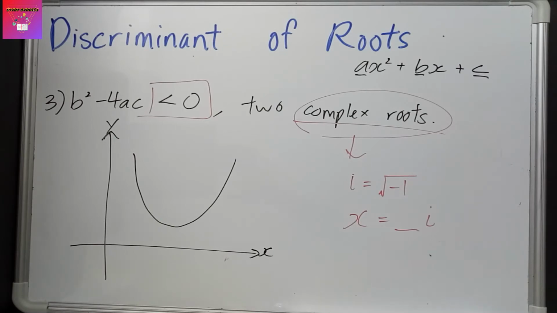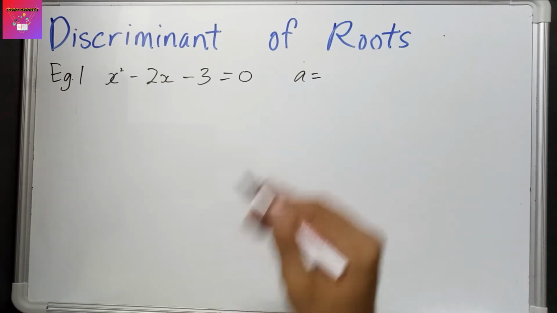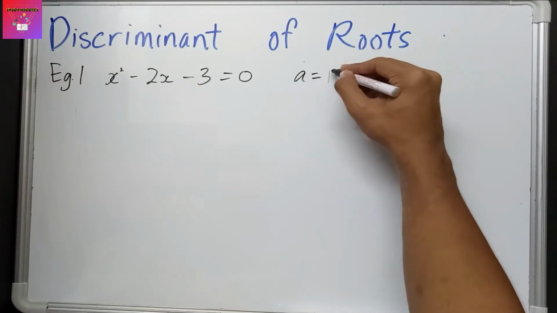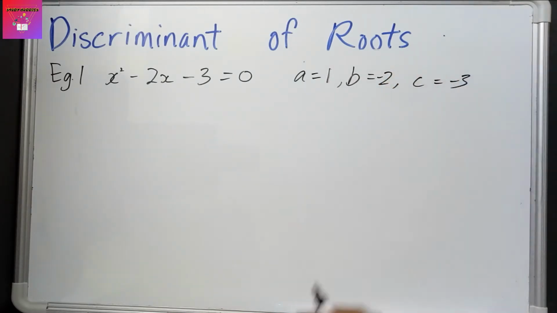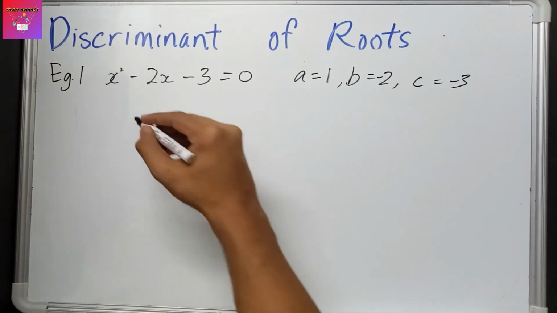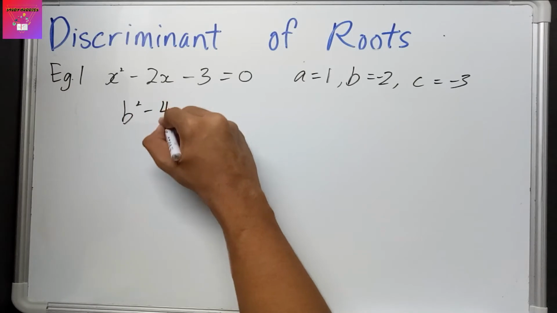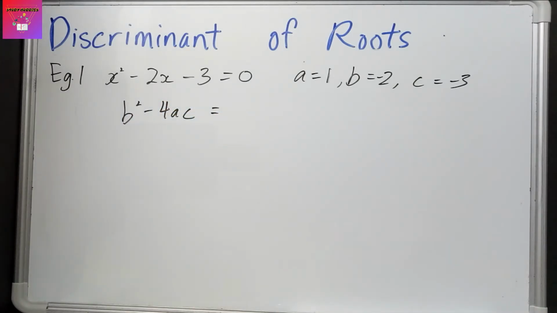So now let's look at a few examples. Let's take a look at this example: x squared minus 2x minus 3 equal to 0. First step, whenever you look at this question, find out the values of a, b and c respectively. Once you find out the values of a, b and c, substitute inside this equation, which is b squared minus 4ac, the equation we saw just now, and find out its properties, whether it's lesser than 0, greater than 0 or equal to 0.